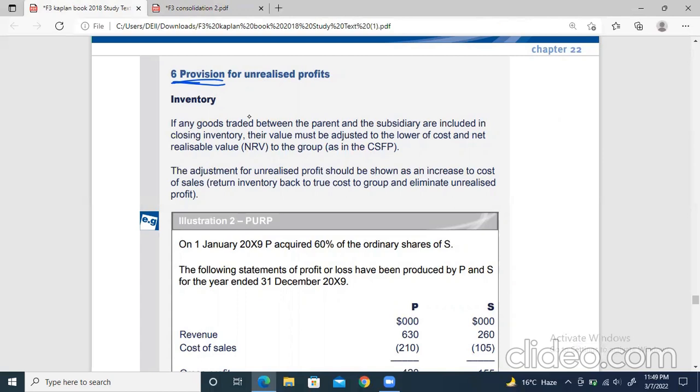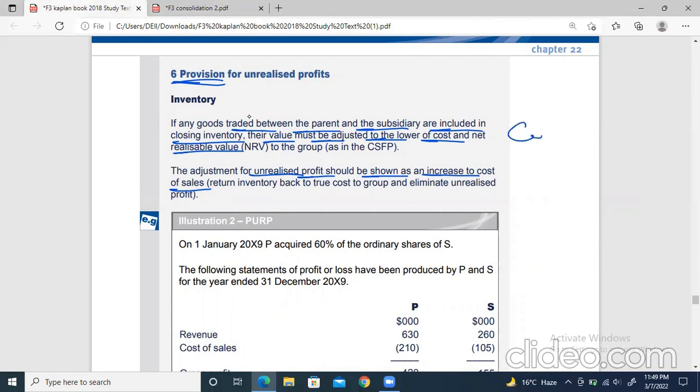Now, if any goods traded between the parent and subsidiary are included in closing inventory, their value must be adjusted to the lower of cost and NRV. This we studied in IAS 2 already. So adjustment of unrealized profit should be shown as an increase to cost of sale. Why are we increasing cost of sale? It has given just a glimpse of information over here.